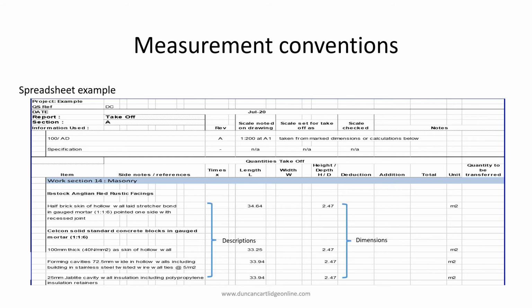This is a spreadsheet used for taking off quantities. And, as can be seen, it contains descriptions and dimensions just like the dimension paper, but in a different format. Spreadsheet solutions for all the examples found in Chapter 3 are included on this website.